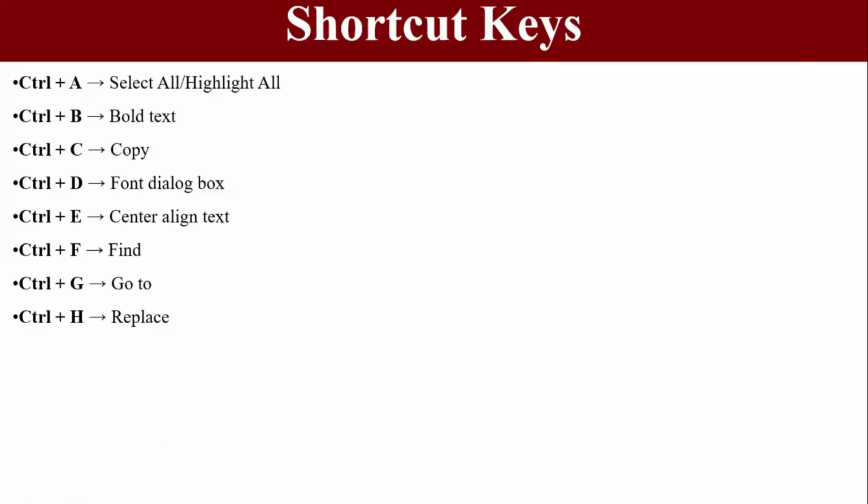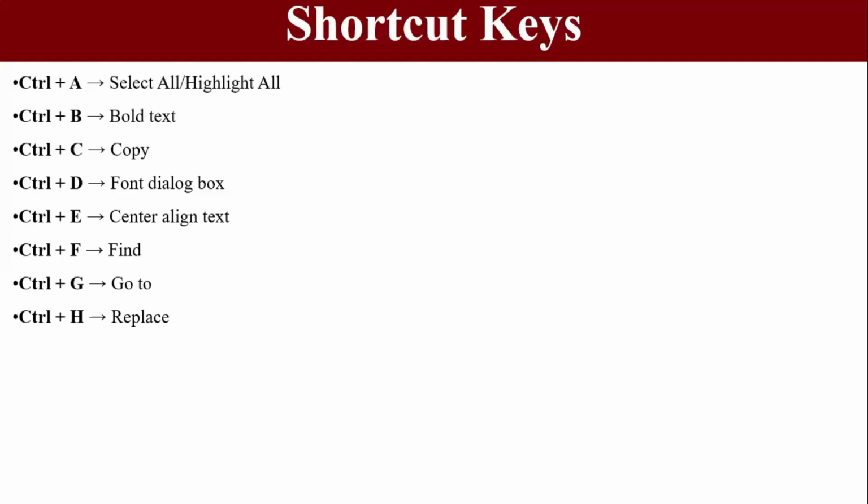Then we have Control H, which is the brother of find. That's replace. So maybe in your document you mistakenly type something wrongly. Let's take, for example, you want to type Hammad, but instead of typing double M, maybe you write Hamad. So you can Control F that. That's find, and Control H is find and replace.